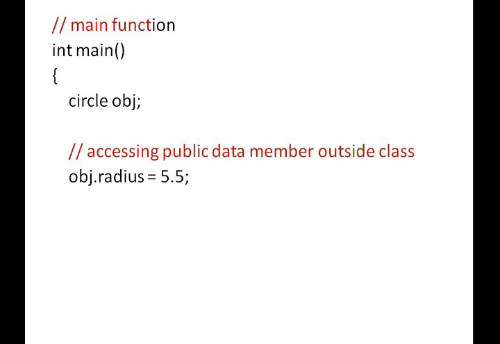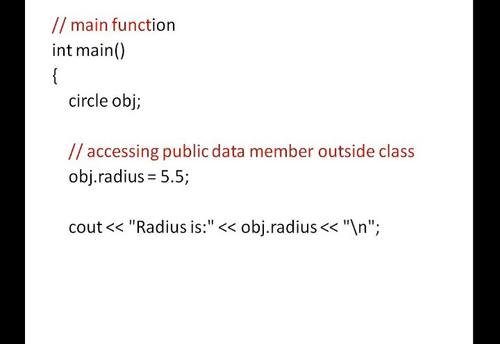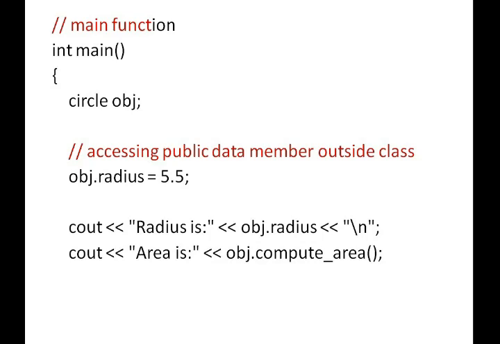Then after that we can use cout to print the radius, just for printing purposes. We are again accessing obj dot radius. Then we are printing the area of this circle using another cout statement. Obj dot compute area. This is a member function call: the object followed by the dot operator followed by compute area. This can be done here because compute area is also public.